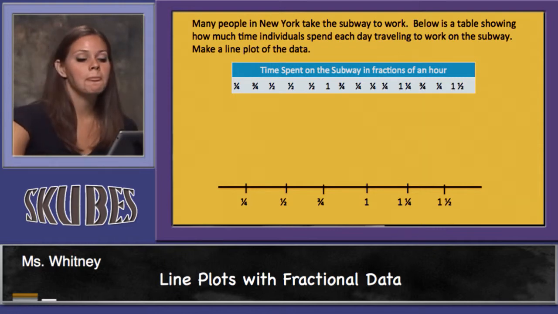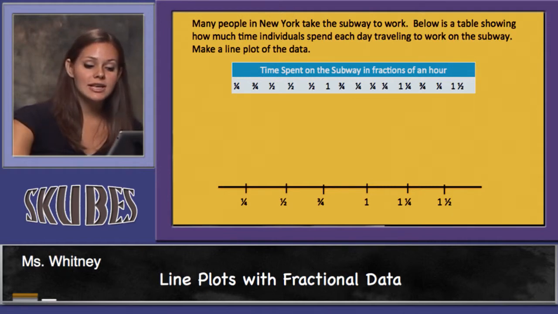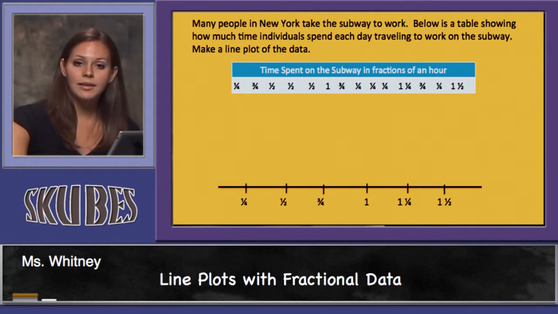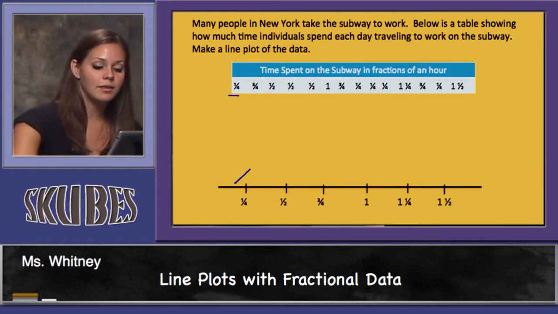Here's another problem. Many people in New York take the subway to work. Below is a table showing how much time individuals spend each day traveling to work on the subway. Make a line plot of the data. So our table tells us the time spent on the subway in fractions of an hour. Let's put an X each time the fraction of the hour is recorded. So we'll start with 1/4 and put 1 X over 1/4.